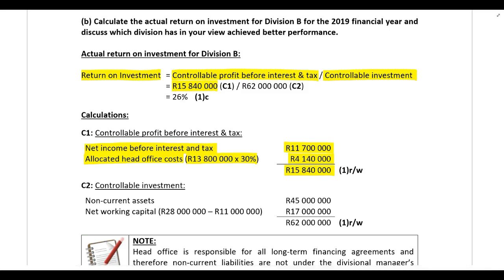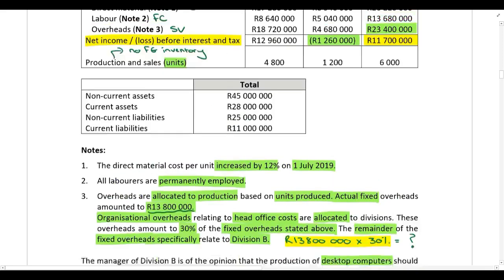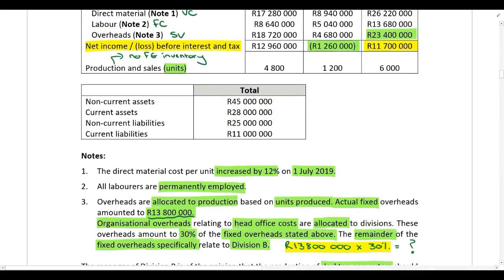Then we need to calculate the controllable investment. And remember, the controllable investment is non-current assets plus net working capital. And net working capital is just your current assets minus your current liabilities. So once again, all of this information was provided. There's your non-current assets. Net working capital is your current assets minus your current liabilities. Taking all of that information into account, you can calculate the controllable investment.